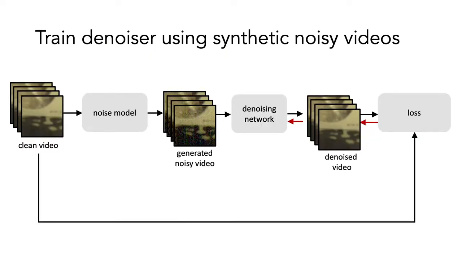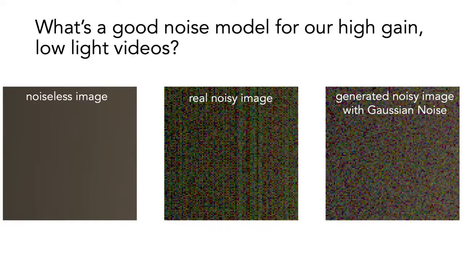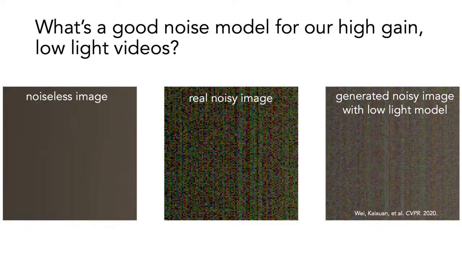Since we cannot obtain an aligned dataset of real noisy and noiseless videos with ground truth, we aim to come up with a very good noise model and then use this to train our denoiser with synthetic noisy videos. But how can we generate realistic noise? Our noise is hard to quantify. It doesn't look like Gaussian noise, and existing low-light noise models don't represent this noise very well.